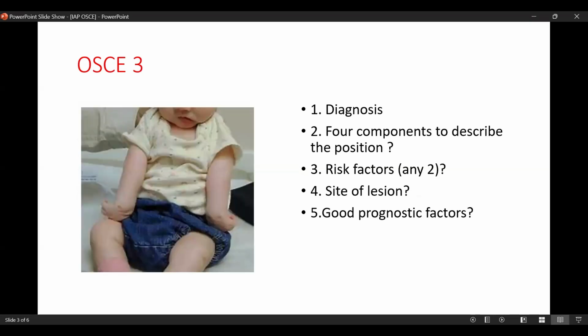So now coming to the third OSCE. This is a clinical picture. So what is this condition called? So it is Erb's palsy. Okay, Erb's palsy. So how do you describe this position?